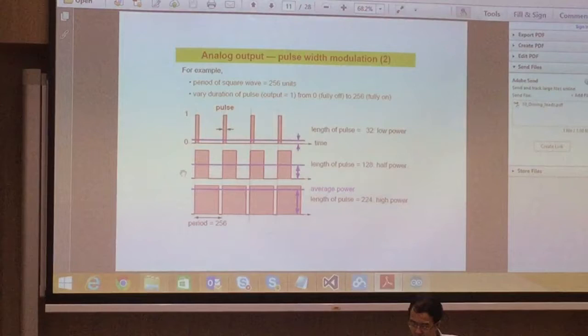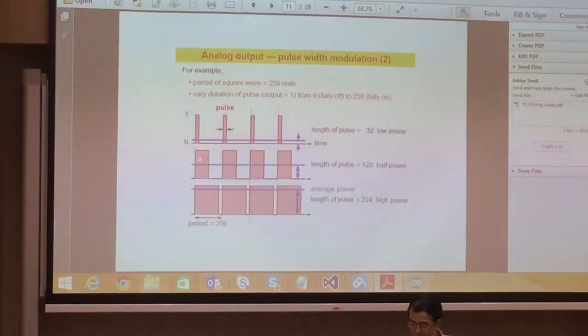If you look at the waveform here, look at the second one. The waveform shows you the pulse is turned on 50% of the time, and 50% of the time the pulse is off.